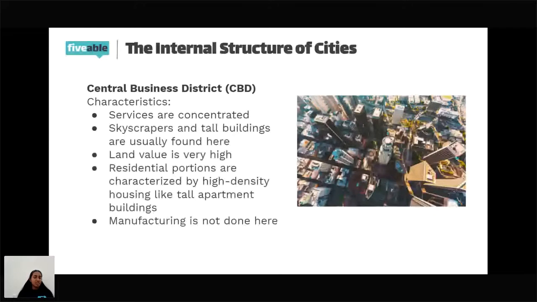And manufacturing isn't done here because factories are really big, and since land is so expensive in the central business district, there's no room to build a huge factory because then everything would become a lot more expensive. So the central business district is where all the businesses are, and that would be the downtown of the city.